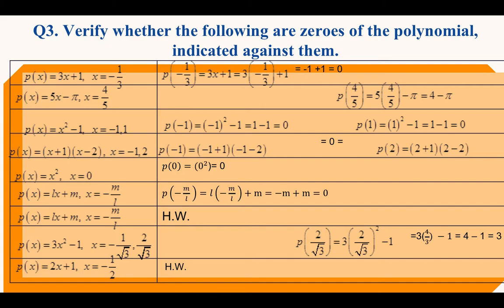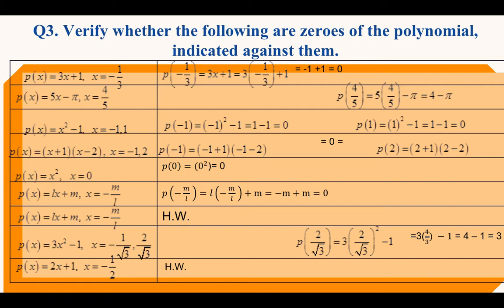So since p(minus 1 by 3) is equal to 0, therefore yes, this is a zero of this polynomial. So this was asked in the question. This is how you decide whether the given value of x, or whatever variable is there, is a zero of that polynomial or not.